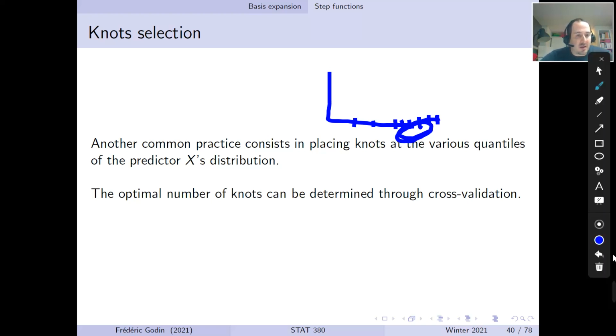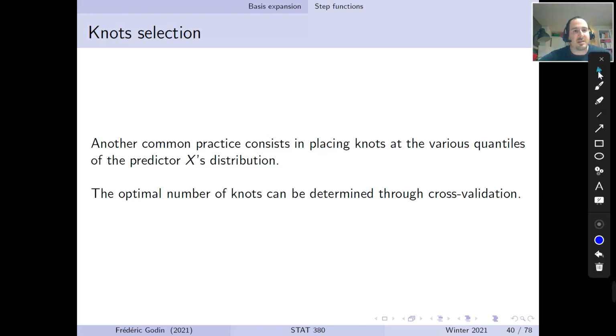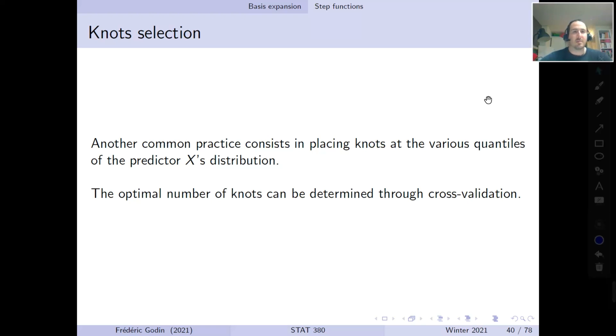Well, the answer to this is that it can be determined through cross-validation. So for example, you can try a model with 100 knots, with 10 knots, with 1,000 knots, with 4 knots, whatever. For all these values, you can assess how well your model does through out-of-sample performance assessment, and you would basically select the number of knots which gives you the best performance out of sample. Okay, so this is the approach you can pursue to determine the number of knots.